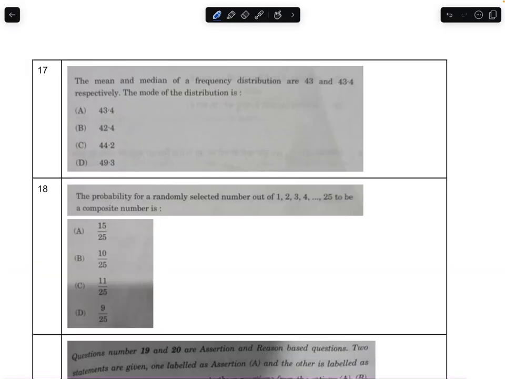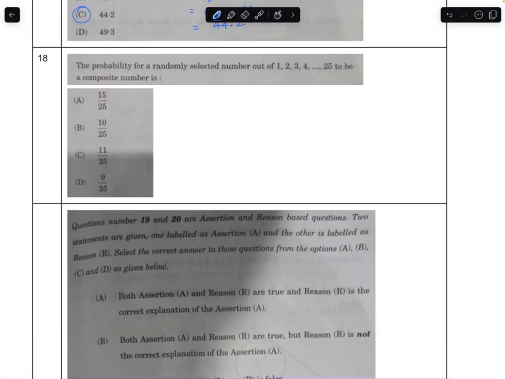Question number 17. The mean and median of a frequency distribution are 43 and 43.4 respectively. The mode of the distribution is. The formula linking the three quantities is mode is equal to 3 median minus 2 mean. Median is 43.4. So 3 times 43.4 minus 2 times 43, which is 130.2 minus 86, that is 44.2. So the answer is option C.